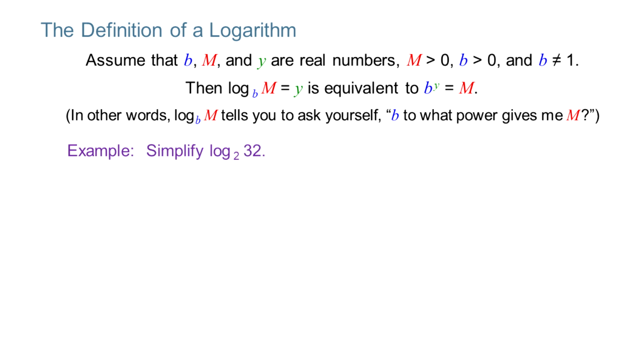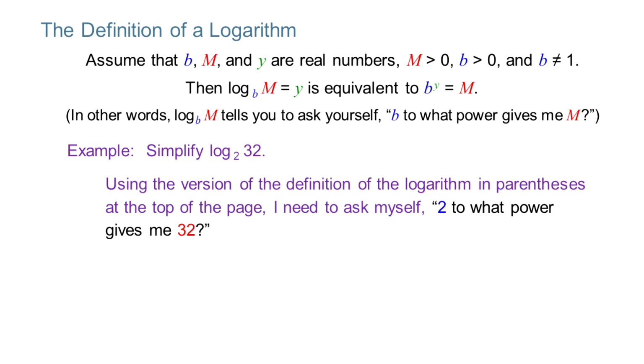To work this example, I'll use the version of the definition of the logarithm in the parentheses at the top of the page. This version of the definition says that I need to ask myself, 2 to what power gives me 32? Pause the video while you see if you can figure this out. Because 2 to the 5th power is equal to 32, I can say that the log base 2 of 32 is equal to 5, and so I can say that the final answer to this question is 5.